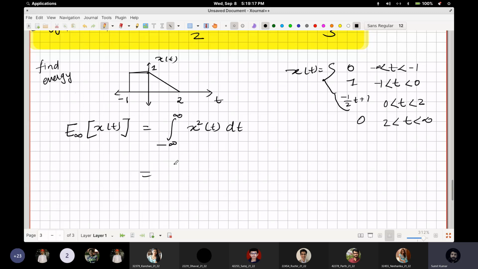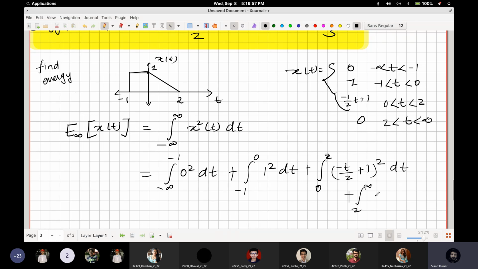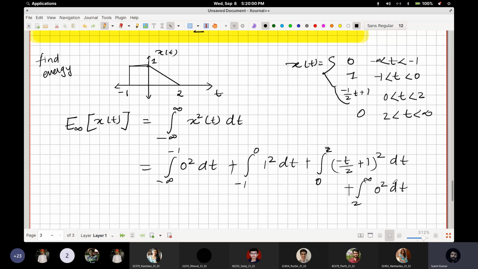So I can break this integration into parts. This is going to be minus infinity to minus one of zero square dt. I'm just trying to be thorough here. And then from minus one to zero, it is going to be one square dt. And between zero and two, it's going to be minus t/2 plus one whole square dt. And after that, from two to infinity, it's again going to be zero square dt, isn't it? This is what we will be having.